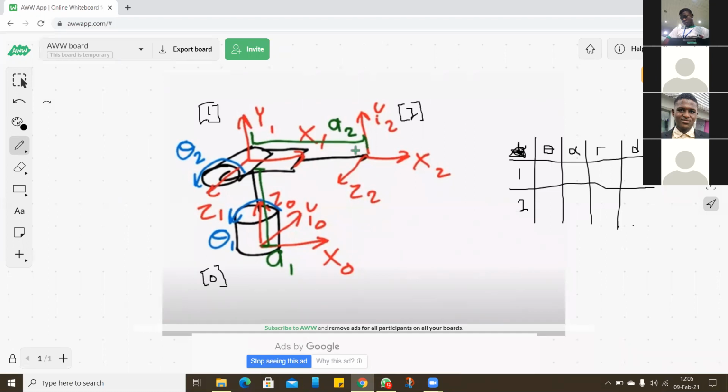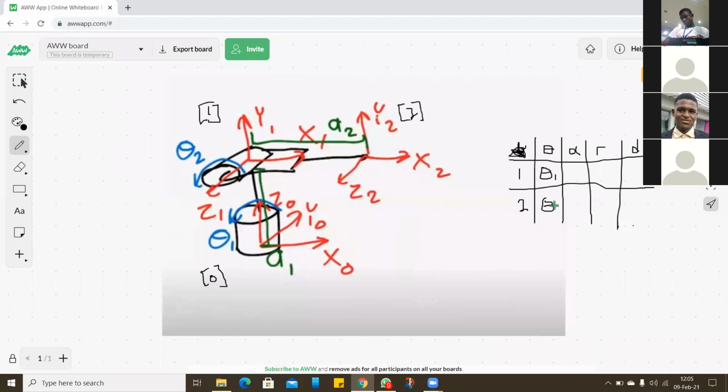What I'm saying right now is, how are we going to rotate frame 0 and frame 1 along the axis of Z0 in the first frame? The only answer here is theta 1. Same as the second one. How are we going to rotate frame 1 and frame 2 along the Z1 axis? The answer also is theta 2.